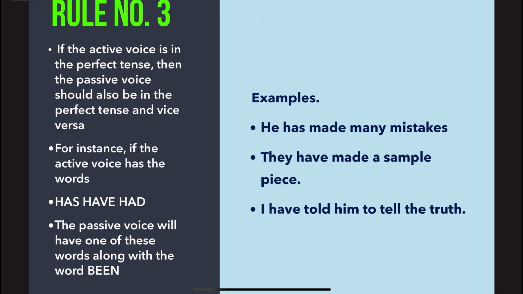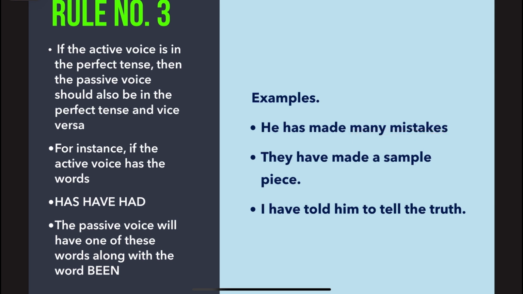It depends on what pronoun or noun it follows. I'll show you what it means. He has made many mistakes. Again, here we will have the subject, verb, and object. He, subject; has made, verb. What has he made? Many mistakes. So he has made what? Many mistakes. Now to make it passive, we start from the object. Many mistakes have been made by him.